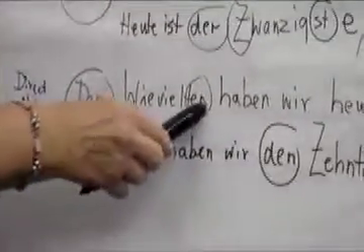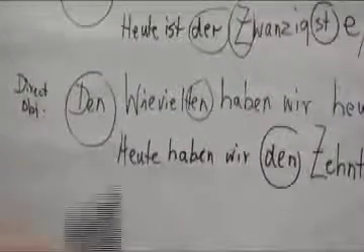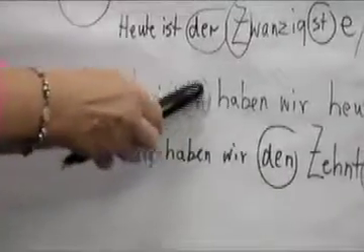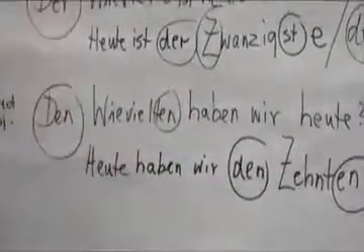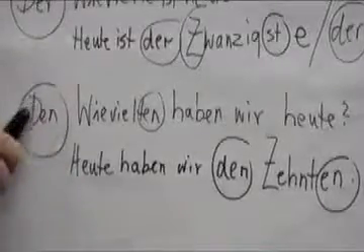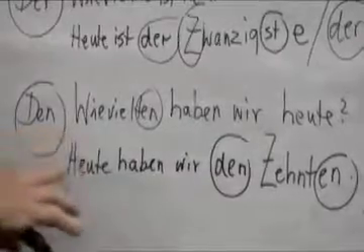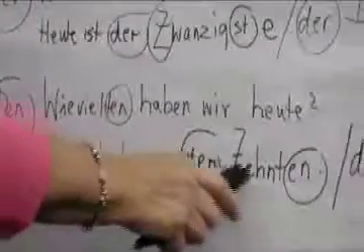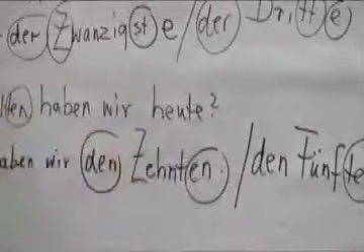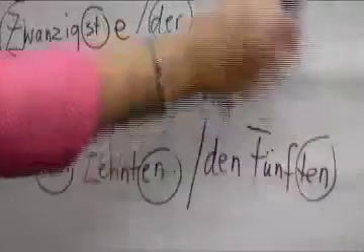All right, we can also ask in a different way. We can say, den wievielten haben wir heute? Again, what's the date today? But here we use a direct object phrase. See, den wievielten, en ending. And as I told you, when you have the den in the question, we need to see it in the answer. So we say, heute haben wir den 10., and the number gets an en too. Or we can say, heute haben wir den 5.